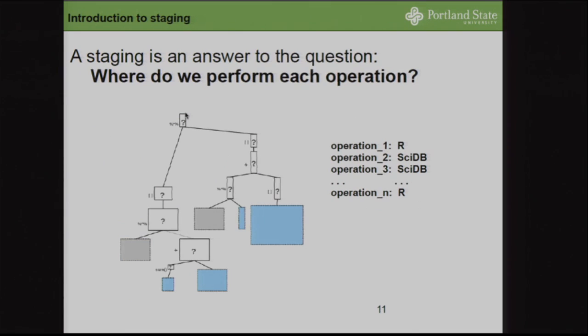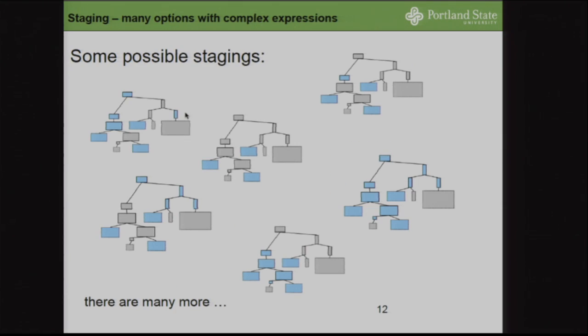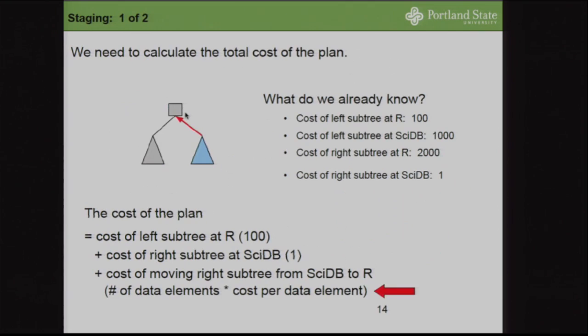A staging is an answer to the question, where do we perform operations in a script? So you can see the colors up there. Different colors mean the inputs are located at different locations. A staging is basically a statement that we're going to perform this operation here, that operation there. How do we stage? Well, there are some stagings. We want to pick the best one. How do we do it?